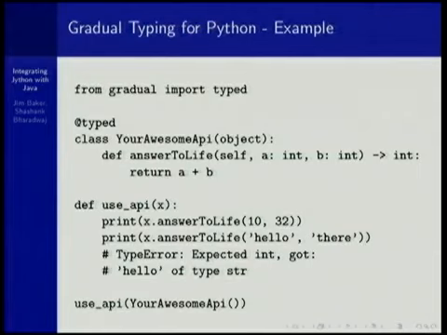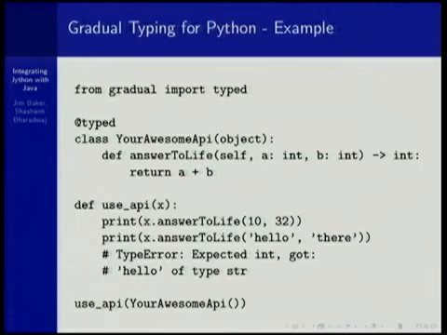So here's a very simple dumbed down example. You have this from gradual import typed, and in your API, you would just annotate your API with @typed. And then in your API, you would use function annotations to say that the inputs have to be ints, and the return type has to be int. So for the answer to life, A and B have to be int, and the return type of that function has to be int.